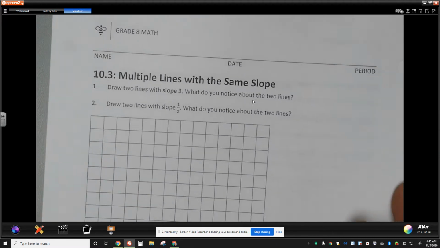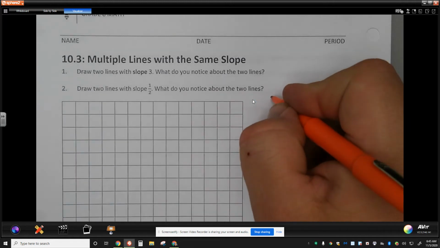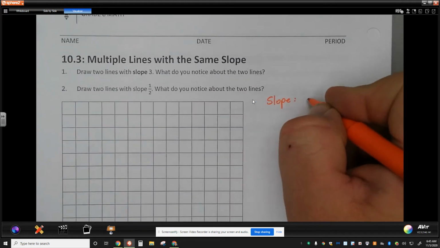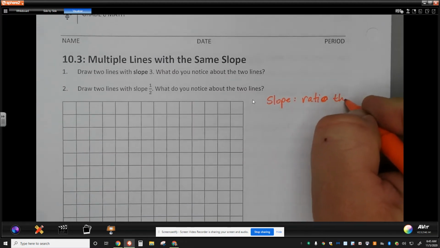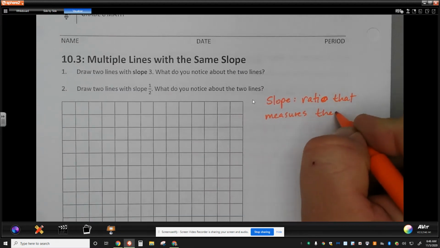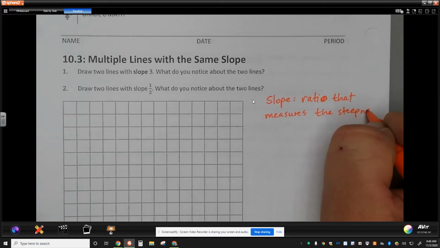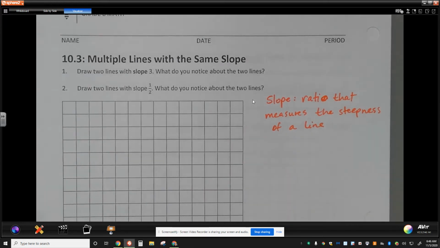Next problem talks about multiple lines with the same slope. Now before we move on with slope, I want to give a quick definition of slope. When we talk about slope, we are talking about a ratio. Oops, tried to write ration. Ratio that measures the steepness of a line. That ratio is written generally as a fraction. You will occasionally see it as whole numbers or as decimals, but we typically write slope as a ratio that represents the steepness of the line.